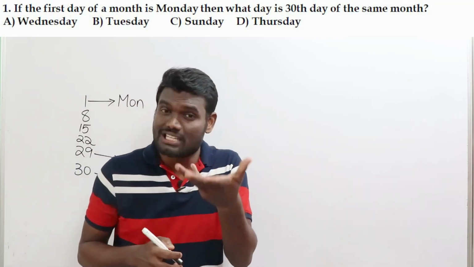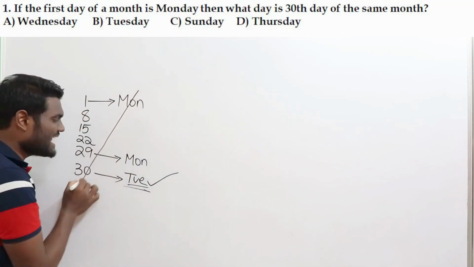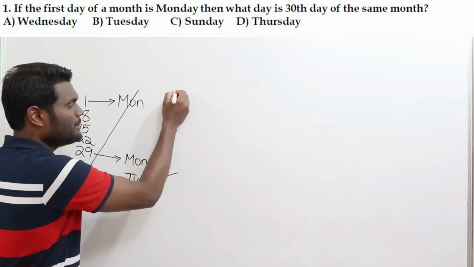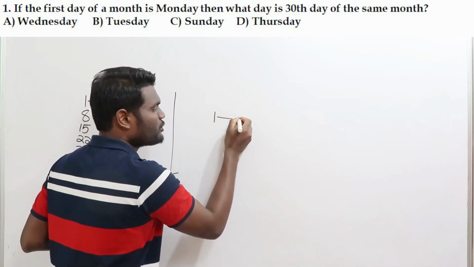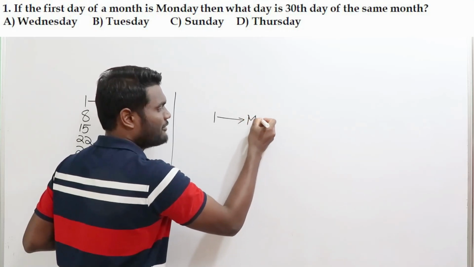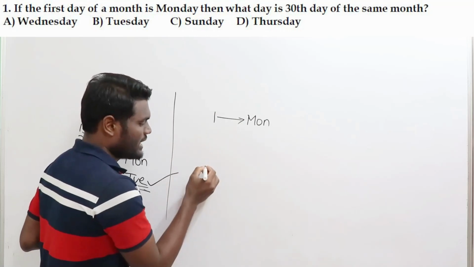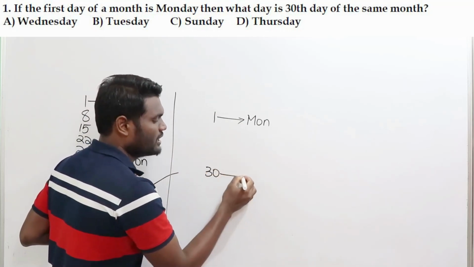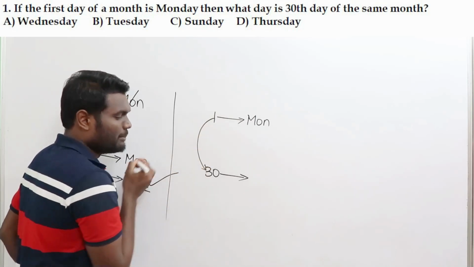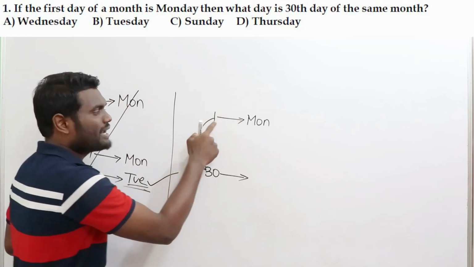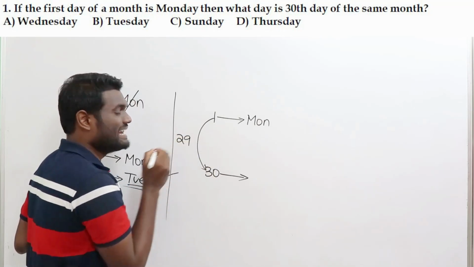Then how to solve these questions in a smart way? Yes, really simple. Just concentrate here. Rather than doing all this calculation, our question is: if the first day of a month is Monday, then what day is the 30th of the same month? Now what you need to do is just take the difference between the numbers. What is the difference between 1 and 30? The difference between 1 and 30 is nothing but 29 days.